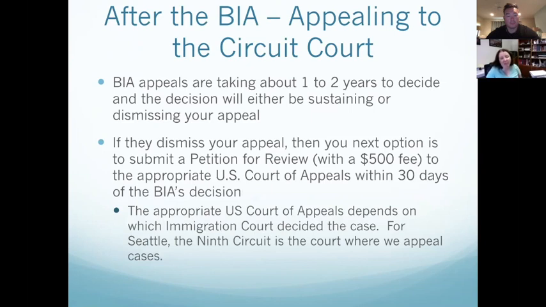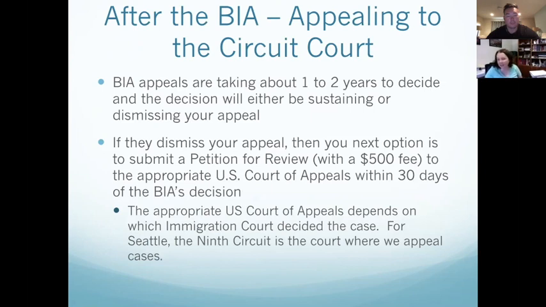If they dismiss your appeal, then your next option is to submit a petition for review. There's a $500 filing fee for the petition for review with the U.S. Court of Appeals of the Ninth Circuit. And you have a hard 30-day deadline for submitting that petition for review from the date of the denial from the BIA, right? So that's another 30-day hard deadline.